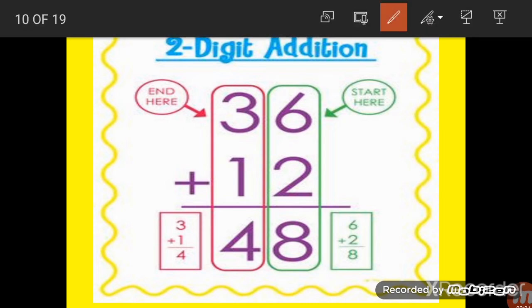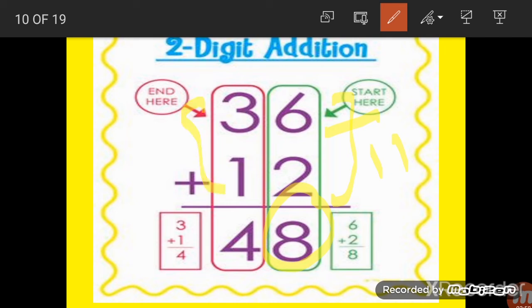Okay, you have to start from ones. Always start from the one side, that is the right side. Okay, right side से हम start करेंगे. 6 and 2, 6 you will keep in your head and 2 you can count on. 6 in your head, 7 and 8. Okay, you will write 8 here and again you will end on tens.